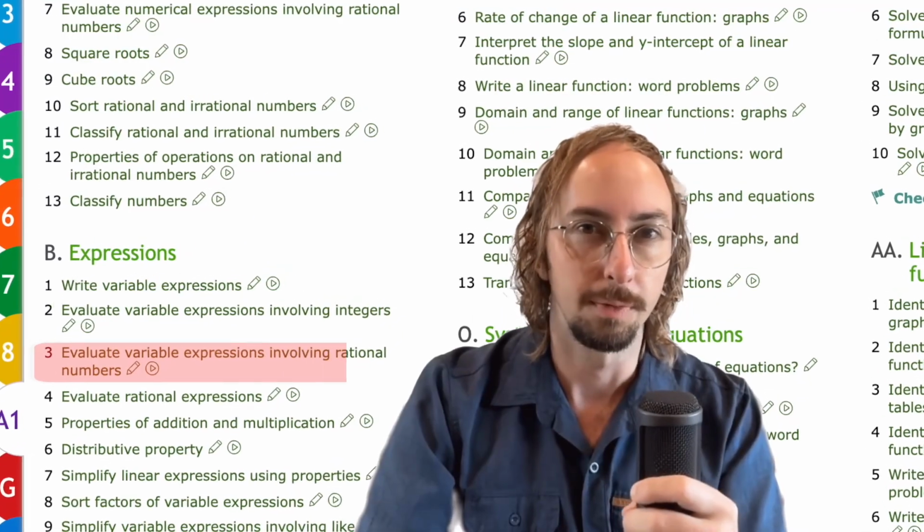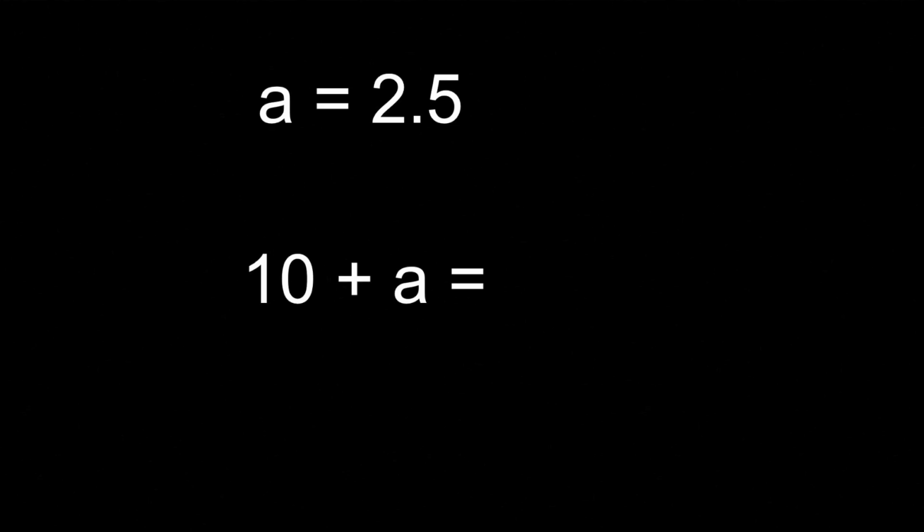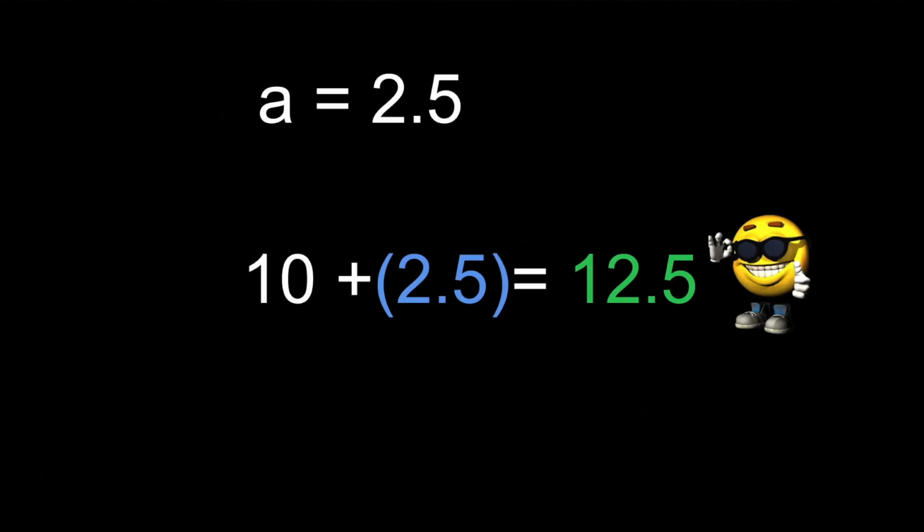Here's what you need to know before you dive into B3. Just like we covered in B2, we'll be substituting specific numbers for variables, except this time with decimals. Let's take a look at some examples.